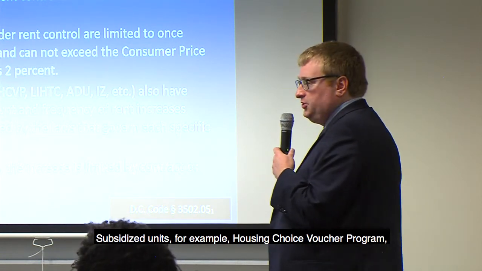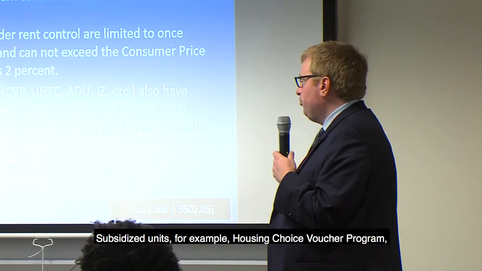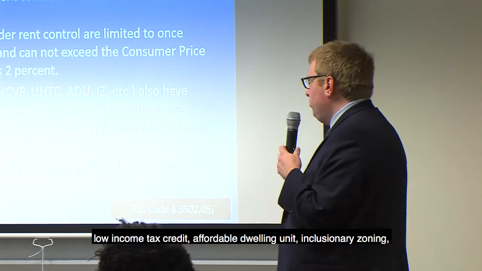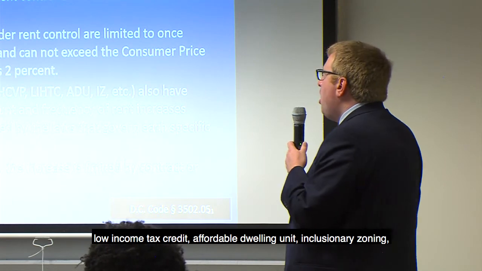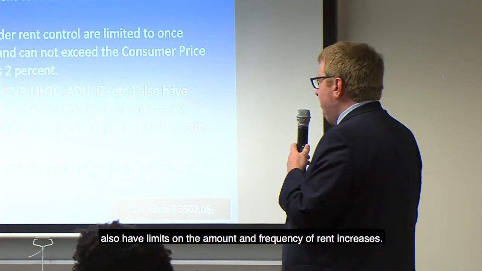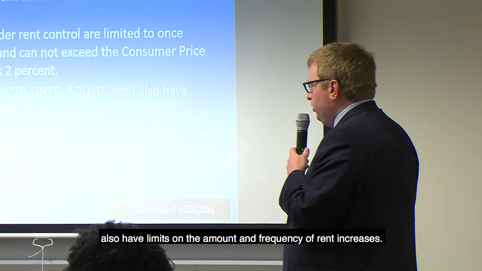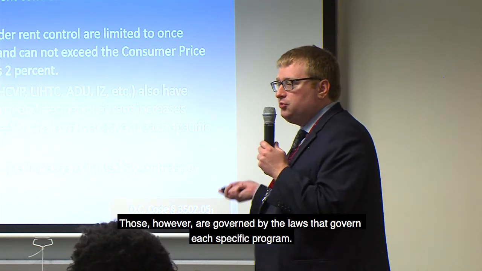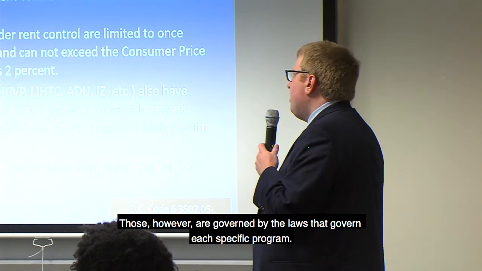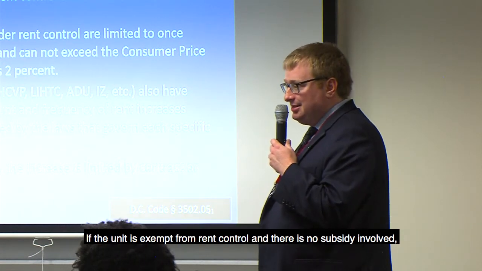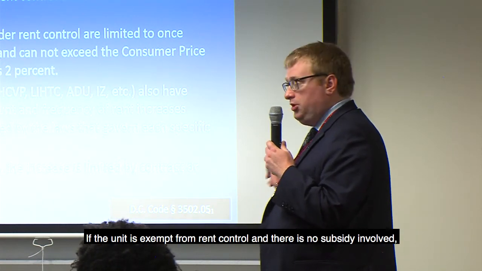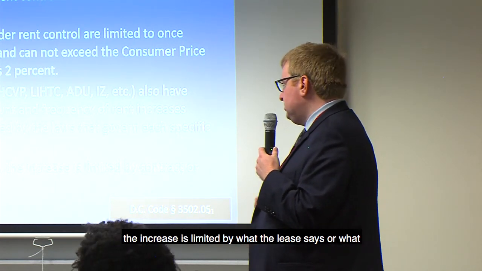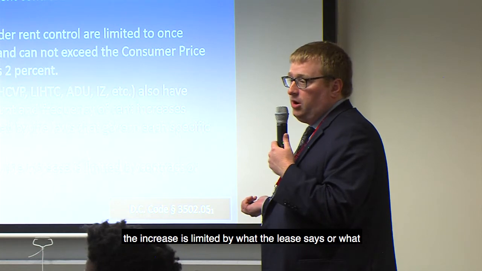Subsidized units, for example, Housing Choice Voucher Program, Low-Income Housing Tax Credit, Affordable Dwelling Unit, Inclusionary Zoning, also have limits on the amount and frequency of rent increases. Those, however, are governed by the laws that govern each specific program. If the unit is exempt from rent control and there's no subsidy involved, the increase is limited by what the lease says or what the market says.